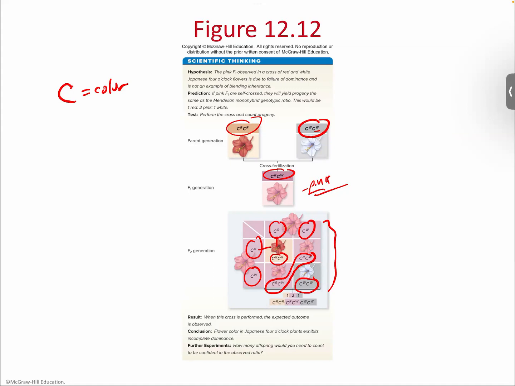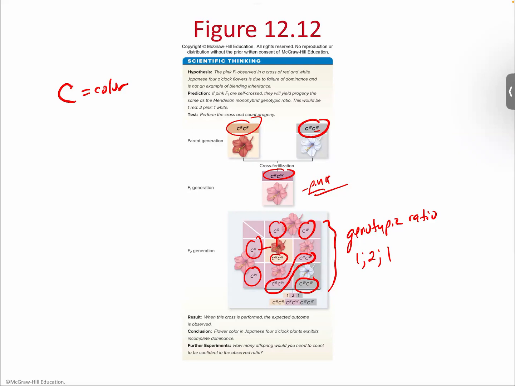Now let's take a look at this. Notice what I circled. I circled the genotypes. So what do I see? A ratio that is 1 to 2 to 1. So that's my genotypic ratio. I have one homozygous dominant, two heterozygous, one homozygous recessive. So my genotypic ratio is 1 to 2 to 1. So far, does it look any different than Mendel? Mendel also saw a 1 to 2 to 1 genotypic ratio, didn't he?